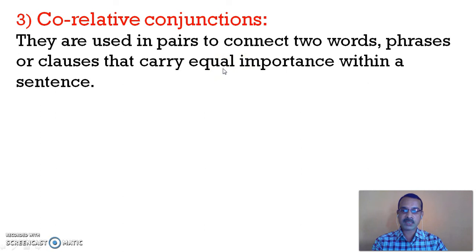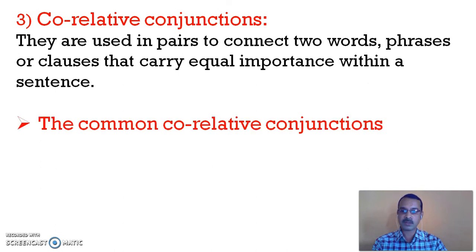In the previous example, there were two clauses in a sentence. One was the main clause, another one was the secondary clause or subordinate clause. But in this example, there will be two clauses of equal importance. That means both the clauses are equally important. Both the clauses are main clauses or principal clauses.